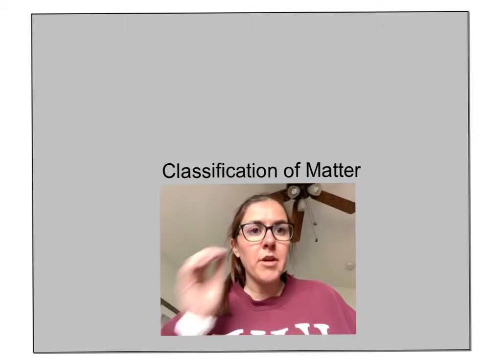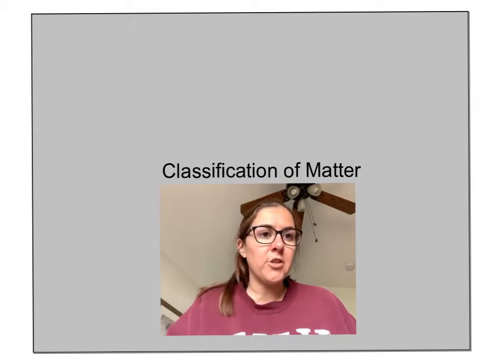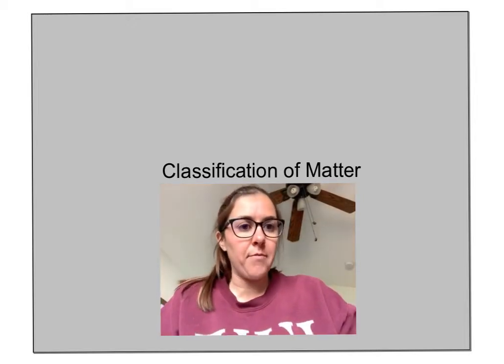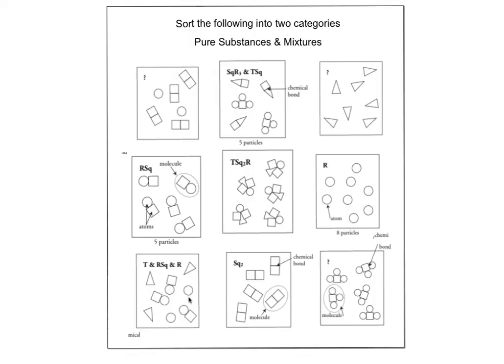I have a quick video on classification of matter, hoping it's a review from regular or honors chem for you. So the first thing I want you to do is pause the video and make a list of these squares here. You're welcome to use the codes here, but I want you to separate them into two groups, pure substance and mixture. So pause the video.